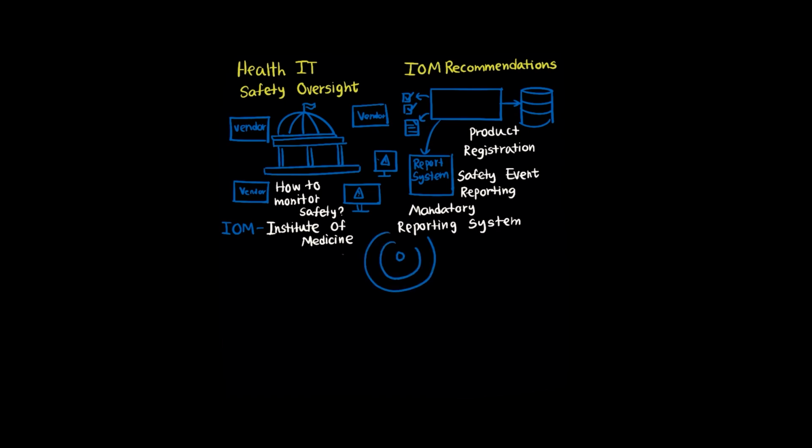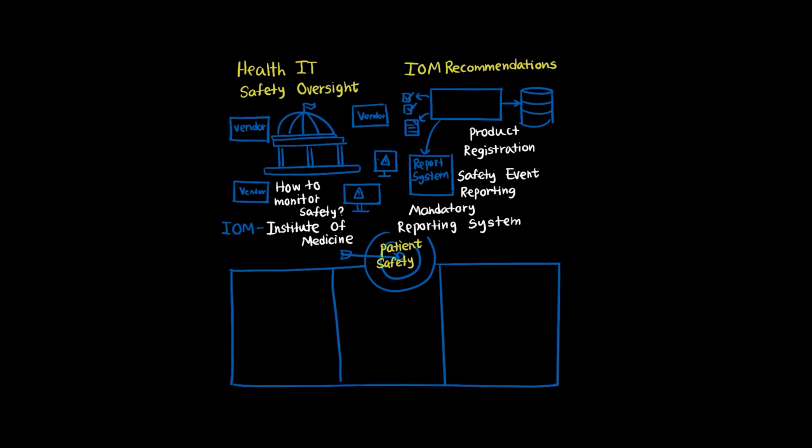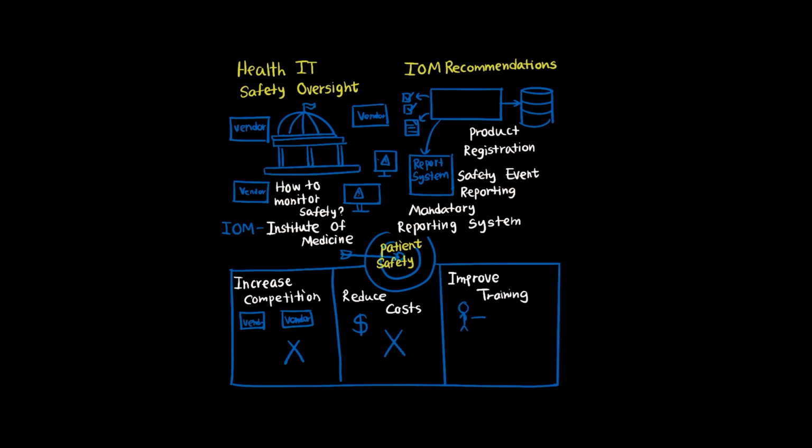The primary goal is monitoring safety issues and protecting patients. While vendor transparency might increase competition as a side effect, that's not the primary safety goal. Reducing costs isn't the focus. Training improvements might result but aren't the main objective. Safety monitoring and patient protection are the core purposes.